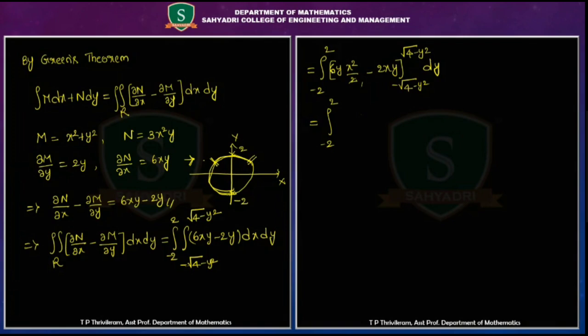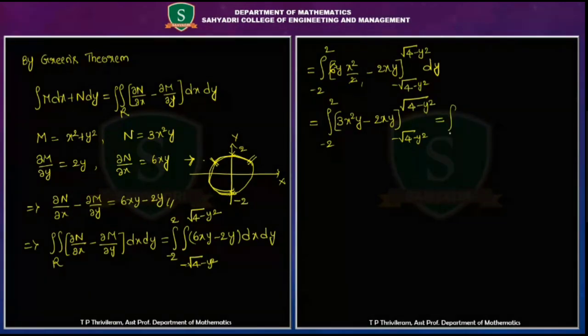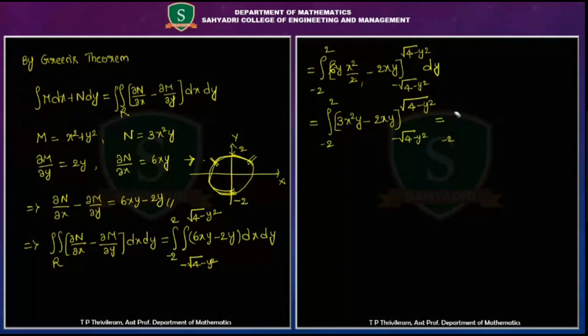So 2 ones, 2 3s will get. So that means 3 x square y will get. Minus 2xy, and the limits minus root 4 minus y square to plus root 4 minus y square. So this one is equal to integral minus 2 to 2, or I can write in the next line. Integral minus 2 to 2. So substitute this one.